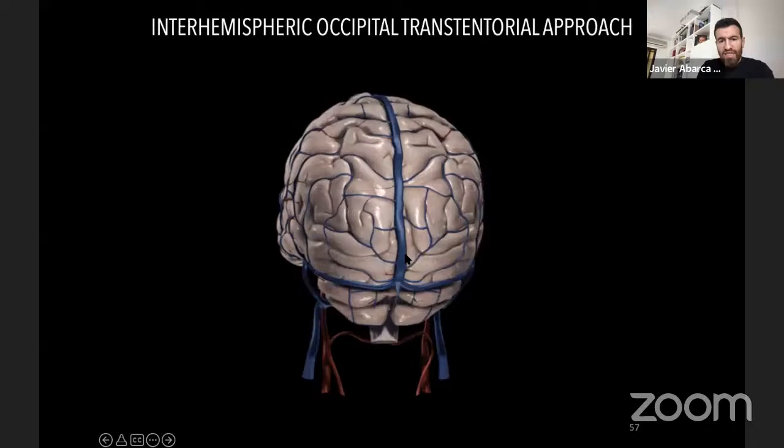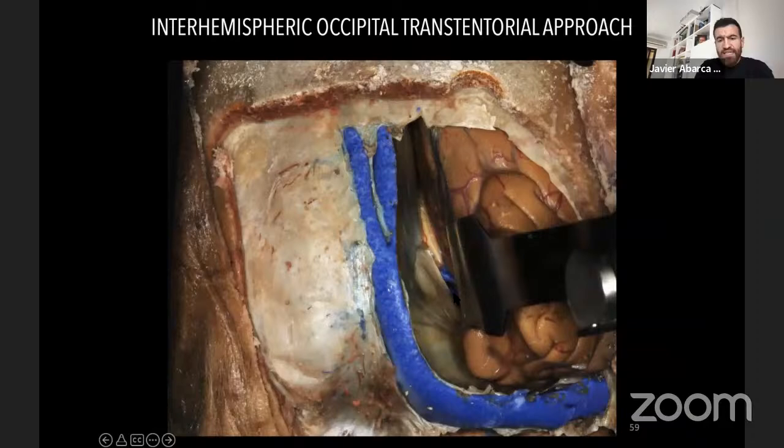So this is the surgical view we have, and probably the most important step in this approach is to separate the occipital lobe from the falx and the straight and the sagittal sinus. It's very important to have.